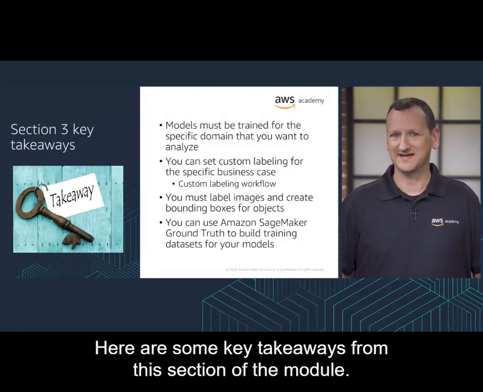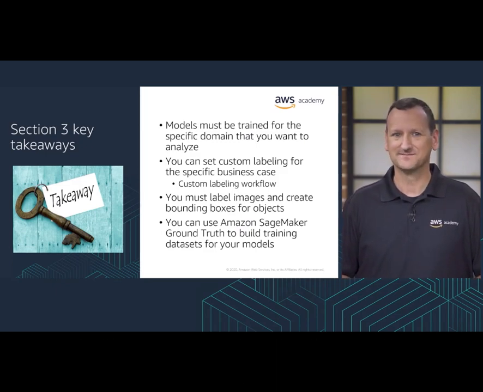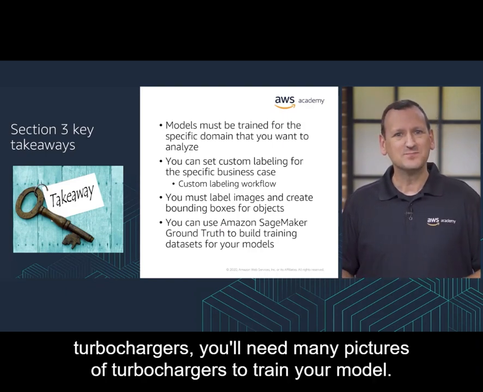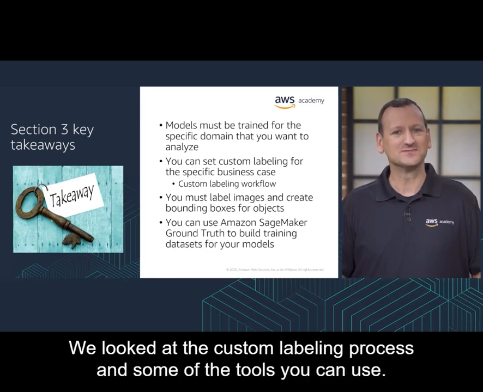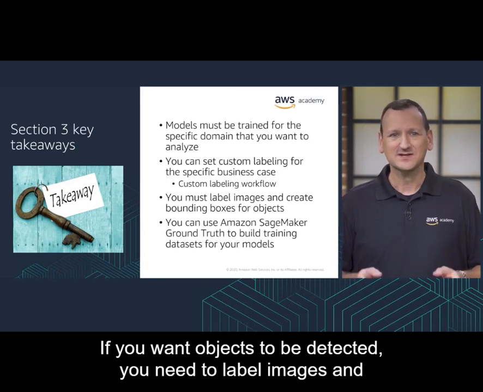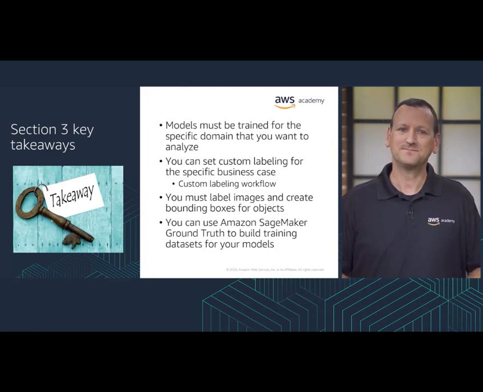Here are some key takeaways from this section of the module. Models must be trained for the specific domain that you want to analyze. If you're looking for turbochargers, you'll need many pictures of turbochargers to train your model. You can set custom labeling for the specific business case. We looked at the custom labeling process and some of the tools you can use. If you want objects to be detected, you need to label images and create bounding boxes for these objects.